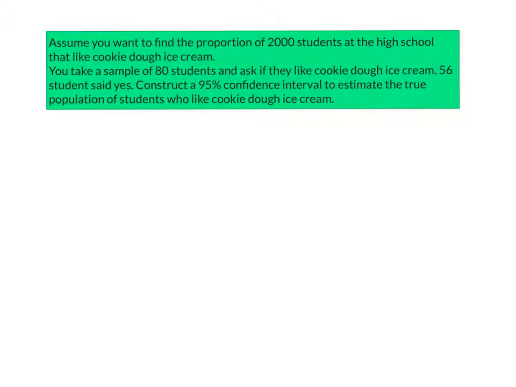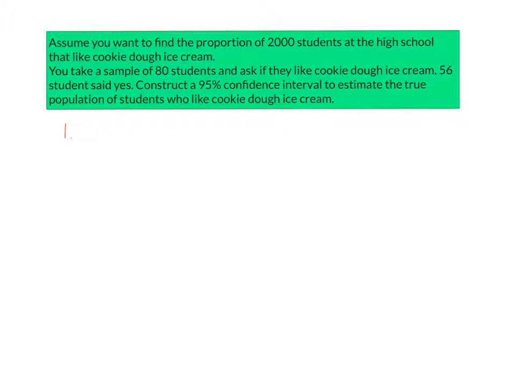So let's assume we want to find the proportion of 2,000 students at a particular high school that like cookie dough ice cream. So we're just trying to figure out, of the population, what percent like the ice cream. So we're going to take a sample of 80 students and ask if they like cookie dough ice cream. 56 of those students said yes. Let's construct a 95% confidence interval to estimate the true population proportion of students who like the cookie dough ice cream.